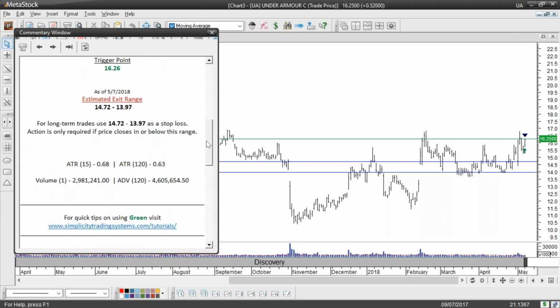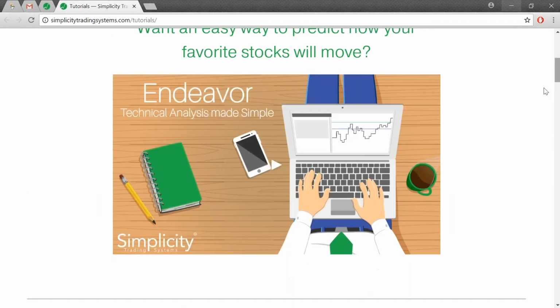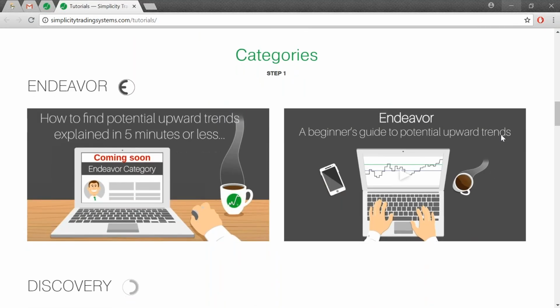And then for this part, it doesn't matter if you are new to the system or if you've been using the system for a long time. If you ever have any questions and you don't want to send us an email, maybe you're in a rush, you can just click this link and you're going to come right to our tutorials page, where you can watch full-length videos on the entire Endeavor system, or you can spot check. If you want to know a little bit more about the difference between Endeavor and Discovery, you can run the Beginner's Guide to Potential Upward Trends.